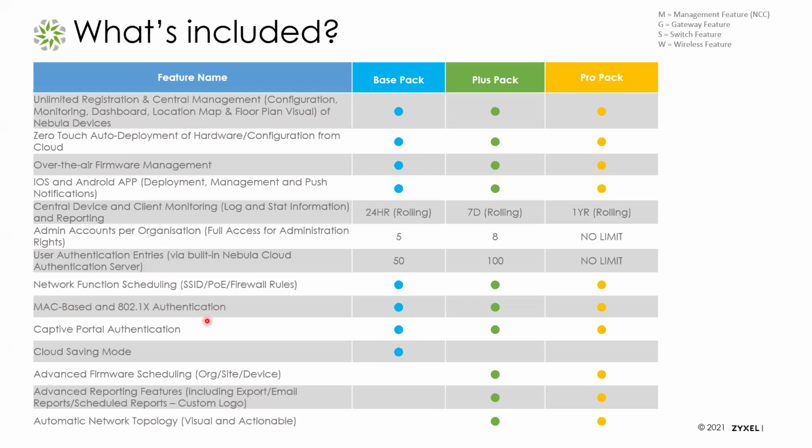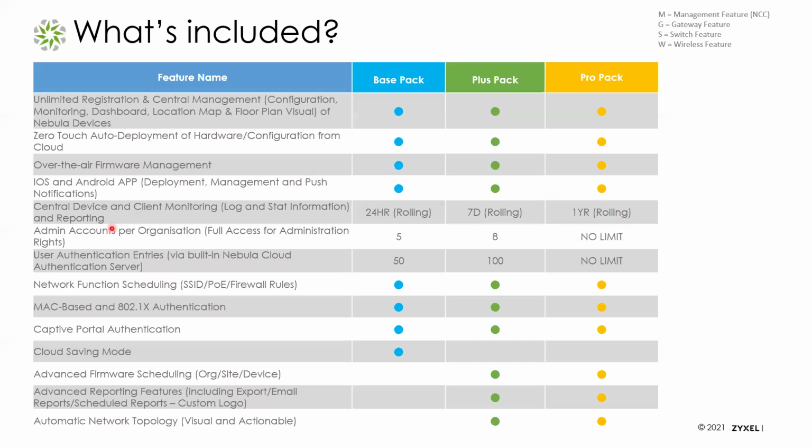So now I want to start talking about some of the differences. So one of the main areas where we find differences is when it comes to log information. The free version of Nebula keeps just 24 hours worth of logs stored in the cloud. Now, we do support a syslog server, so you can always export all of your logs to your own syslog server if you need more than 24 hours of log storage. If you upgrade to Plus Pack, we will keep a week's worth of your logs in the cloud for you, and Pro Pack gets a year's worth of logs.